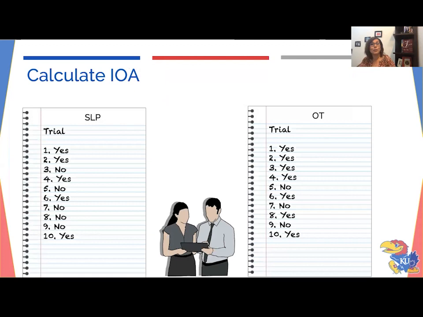Okay, now it's your turn to calculate IOA. You might need a calculator for this, but I tried to make it really easy by including 10 total trials. So here are 2 data sets. Determine the SLP's and OT's percentage of agreement.